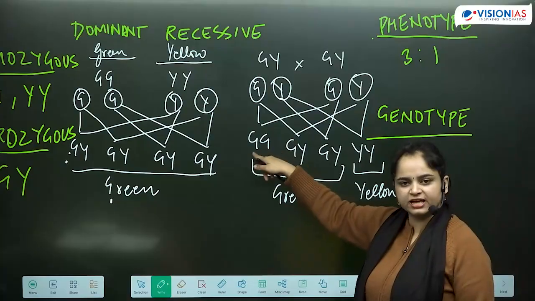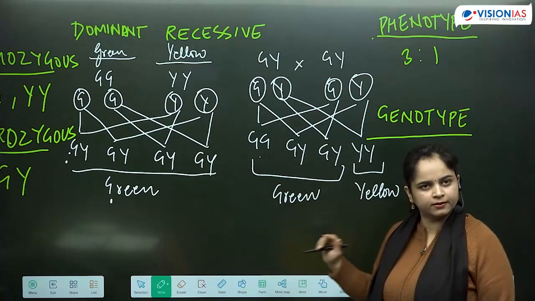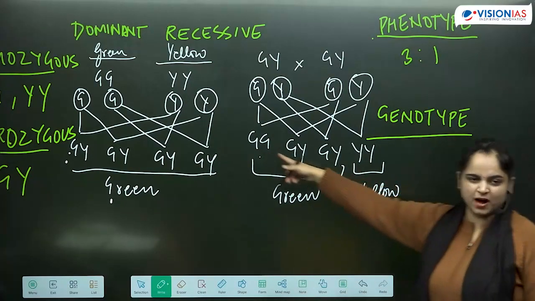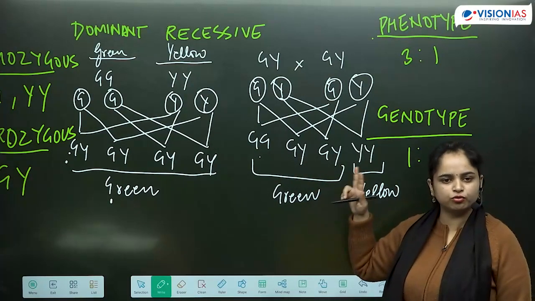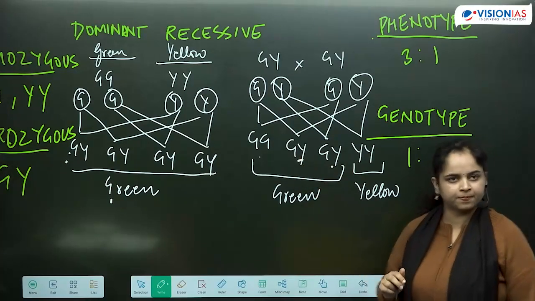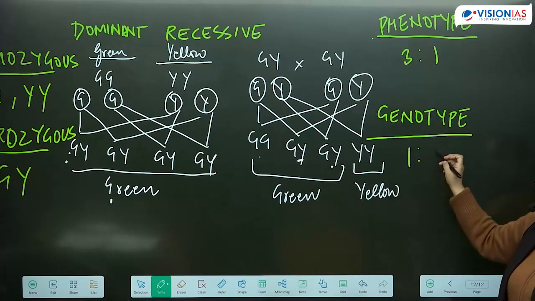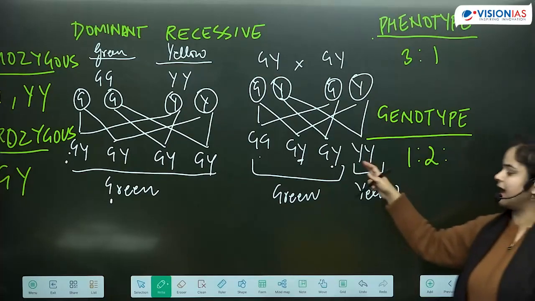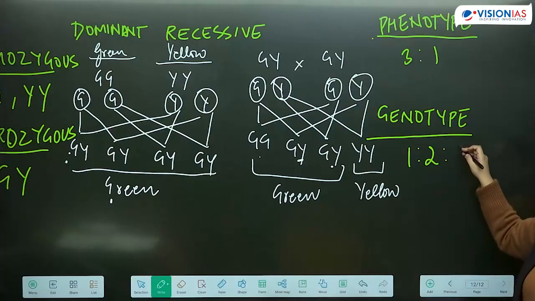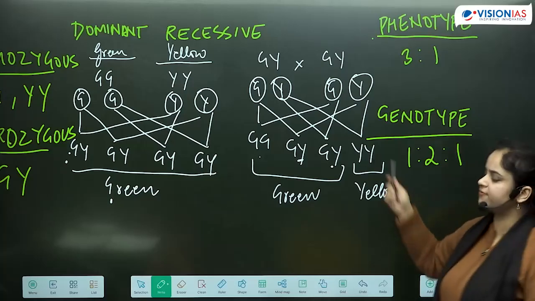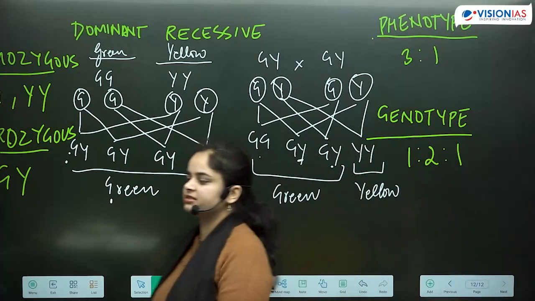And if I ask you the genotype ratio for this cross? 1 is homozygous green, both genes for green. So there's just one of this. So we write 1. GY, you have two of these, GY and GY. So 2 for this heterozygous form. And for the yellow gene, when you have two yellow genes, that's just one of them. So it will be 1 for this. So 1:2:1.